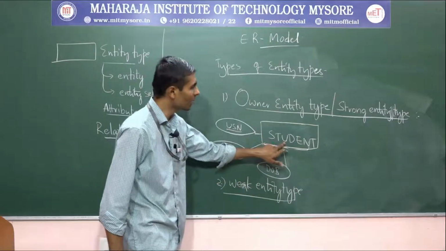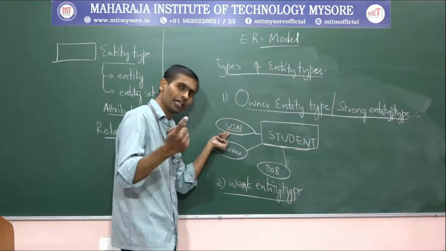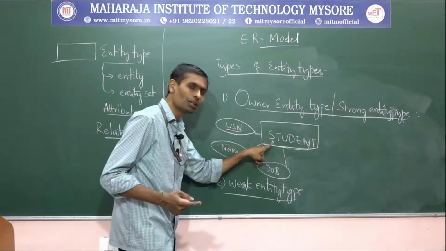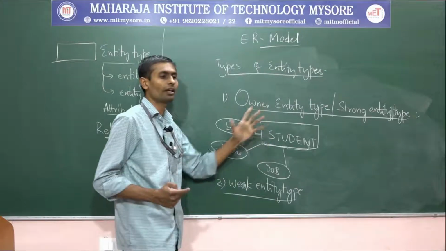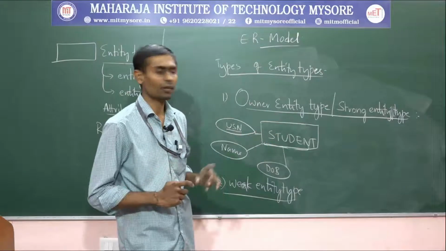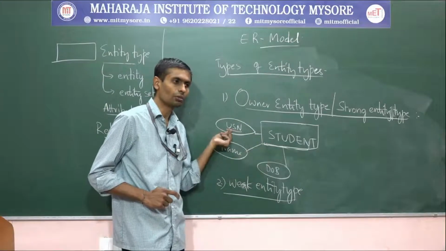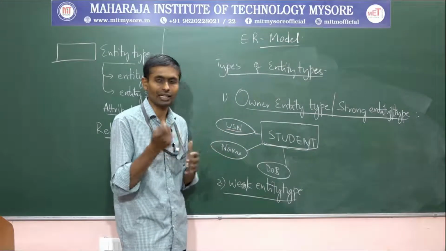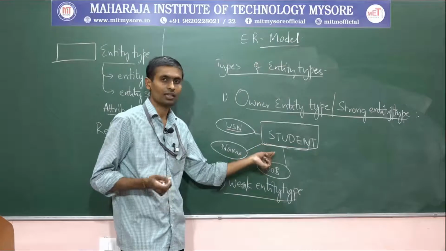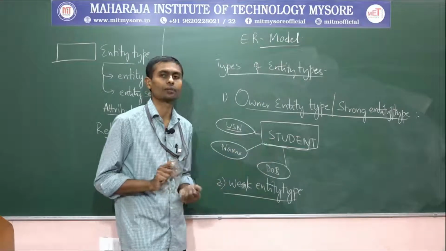That means this entity type has at least one key attribute, right? Then the student entity type we call by name what? Owner entity type or strong entity type, because it has a key attribute, right? Very easily, with the help of this attribute, we can distinguish or identify uniquely the tuples, or we can say the entities of this entity type, right?